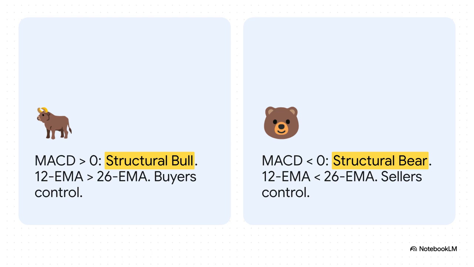When the MACD line is above 0, the 12-day short-term EMA is mathematically greater than the 26-day long-term EMA, meaning you are in a structural bull regime. Buyers are in complete control. Conversely, when it's below 0, the 12-day is less than the 26-day. That's a structural bear regime, fully controlled by sellers. When that MACD line actually breaks above the 0 line from below, you are witnessing a massive macro shift from bear compression right into active bull expansion.